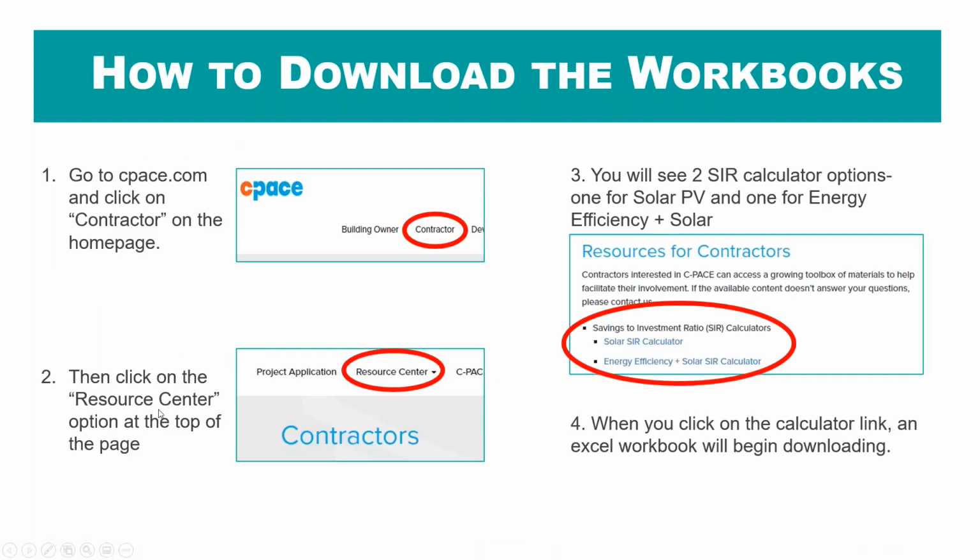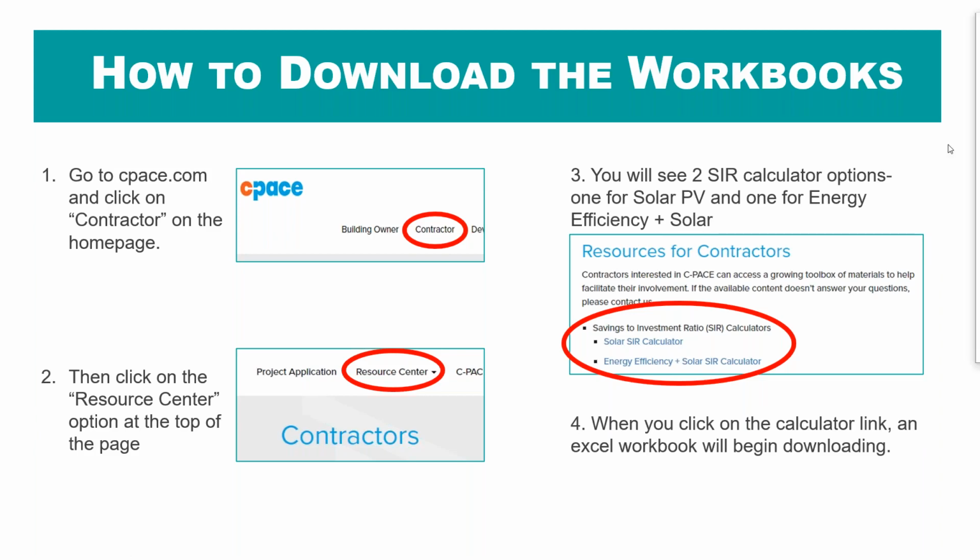So I'm going to quickly walk through the steps, and then I'll actually show you the steps as well. You go to cpace.com and click on the Contractor link on the homepage, and then you click on Resource Center. It's the option at the top of the page, and then you'll see two calculator options. One is the Solar SIR, and the other the Energy Efficiency plus Solar SIR calculator. And when you click on either of these calculators, an Excel workbook will begin downloading.